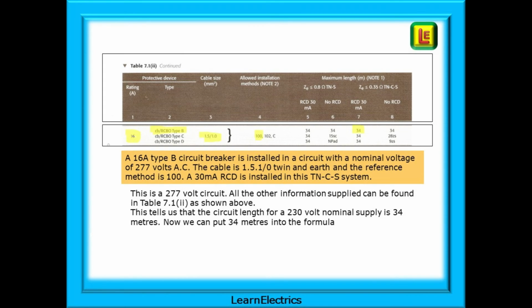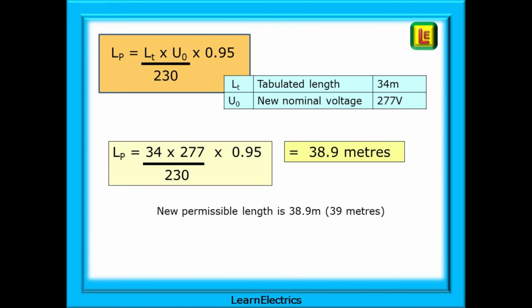This is a 277 volt circuit. All the other information supplied can be found in Table 7.1 number 2 as shown above. This tells us that the circuit length for a 230 volt nominal supply is 34 meters. Now we can put 34 meters into the formula. Let's work through this. Pause the video if you need to and follow along.